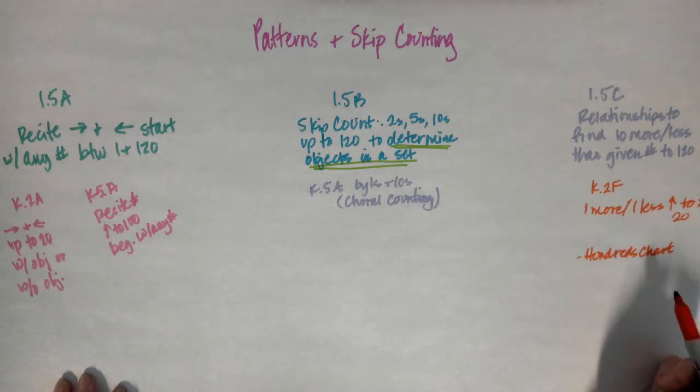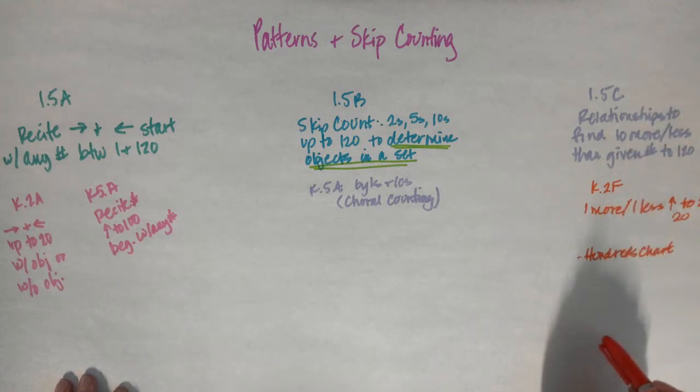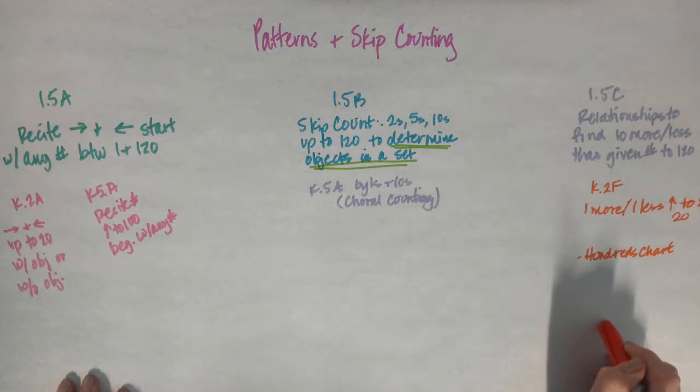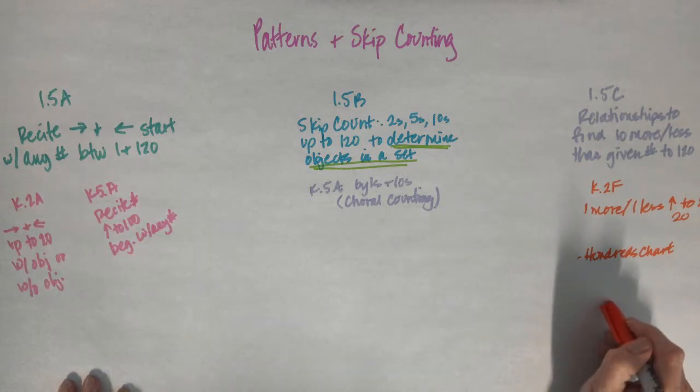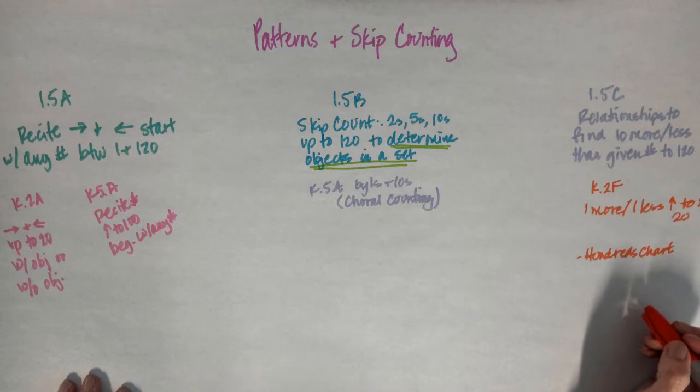That makes sense? But notice this is more or less. So I might start a student at 87 and say, what's 10 less? Well, if I'm using a hundreds chart, 10 less, I would go up and I would see 77. 10 less, I would go up and I would see 67. So how can we do this activity?